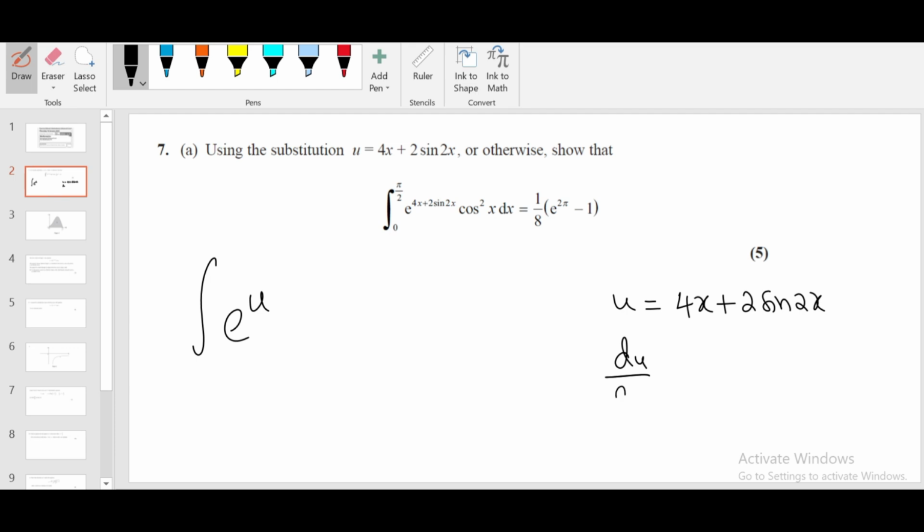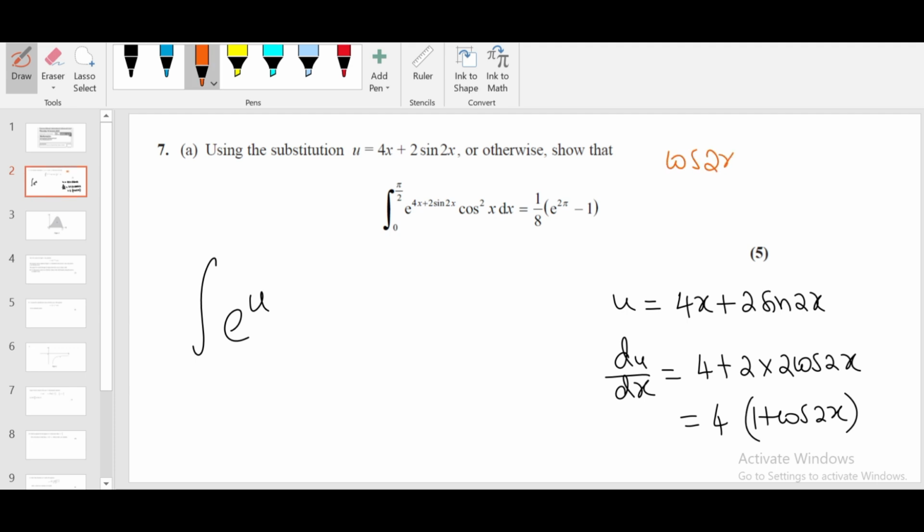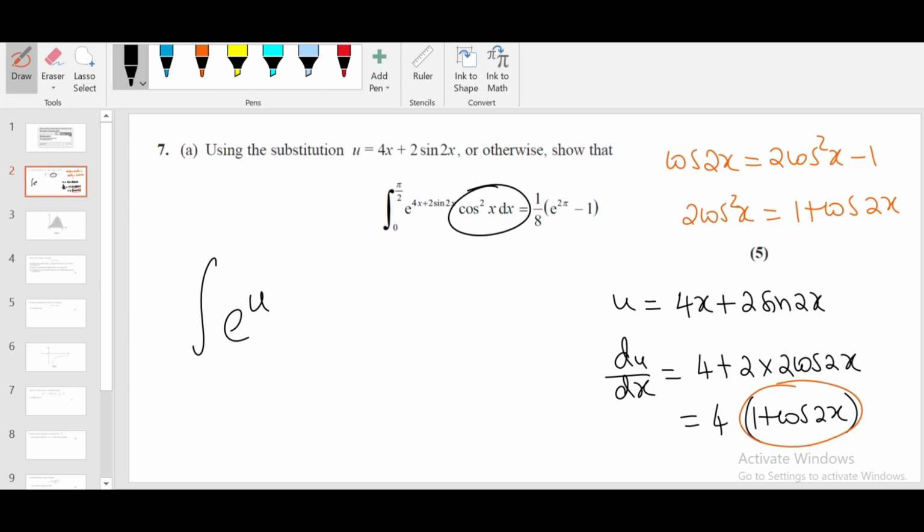So du over dx: 4x becomes 4, and this becomes 2 times 2 cos 2x. If you take 4 outside, you'll get 1 plus cos 2x. We know the double angle formula: cos 2x is 2 cos square x minus 1. If you rearrange, you'll get 2 cos square x is 1 plus cos 2x. So we can replace 1 plus cos 2x by 2 cos square x. Why am I doing that? Because we have cos square dx here.